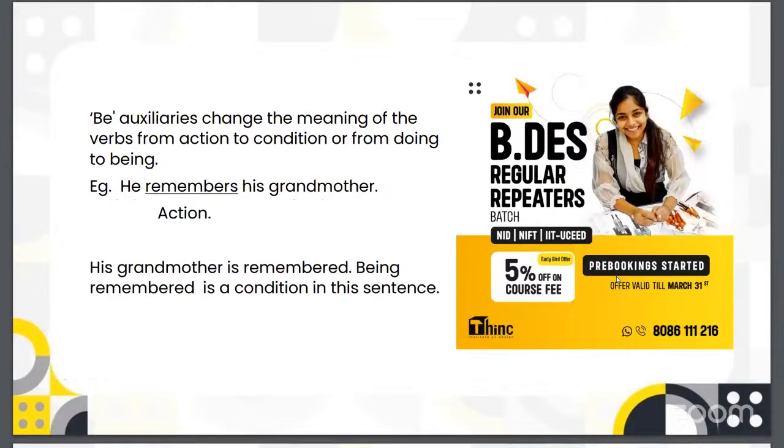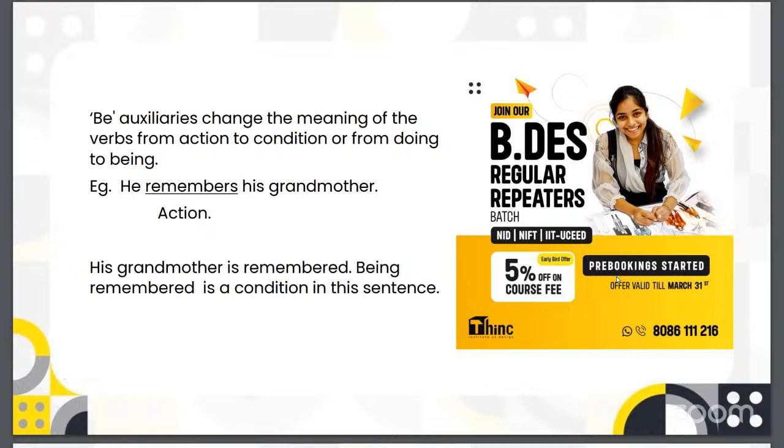The auxiliaries change the meaning of the verbs from action to condition, or from doing to being. He remembers his grandmother. That is an action, because he remembers his grandmother. Now, when you change it into passive voice, that action becomes a condition. For example, his grandmother is remembered. Being remembered is a condition in this sentence because you are not actively remembering your grandmother now.